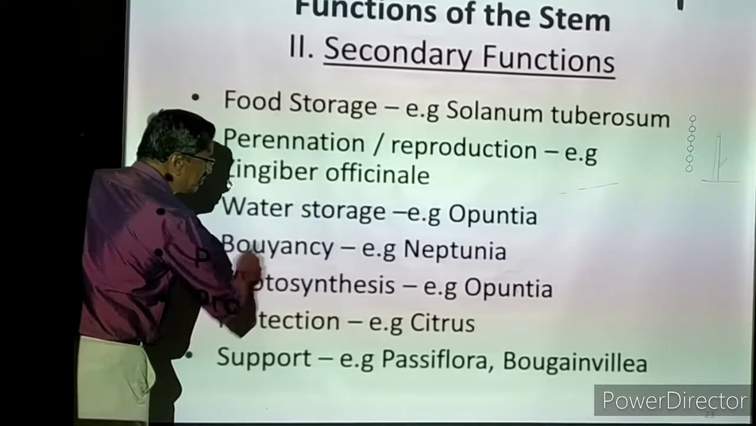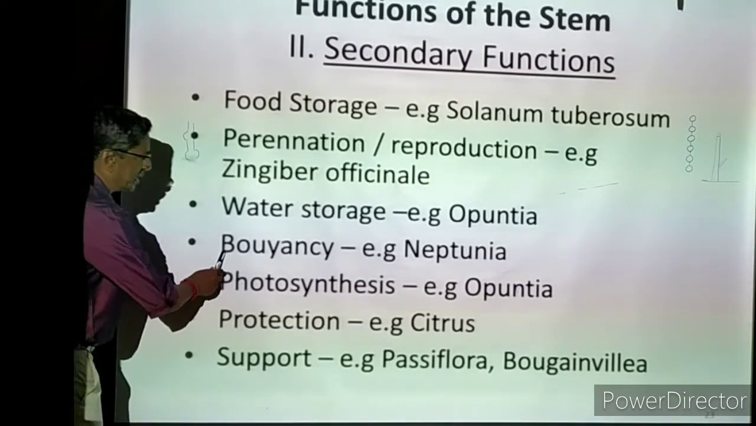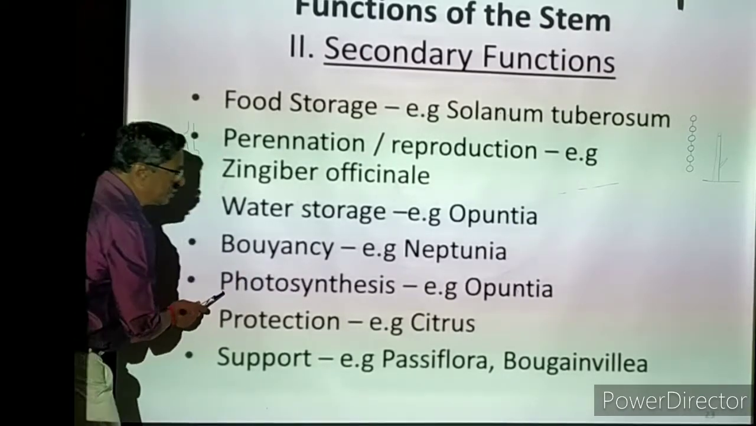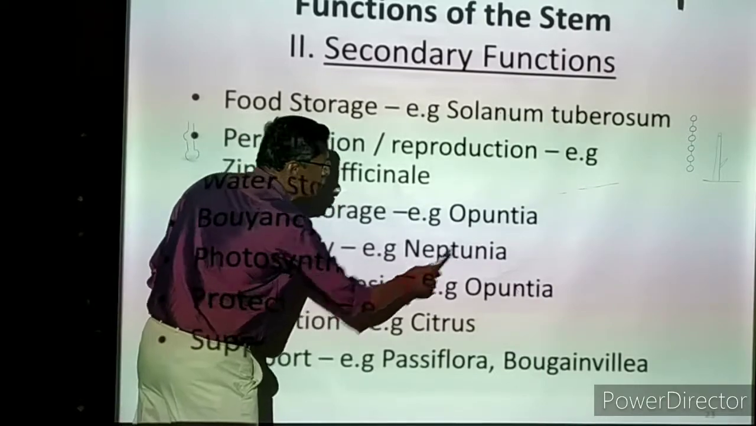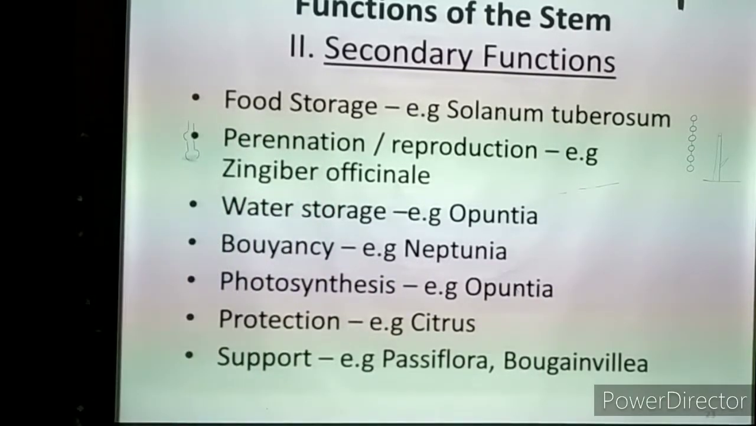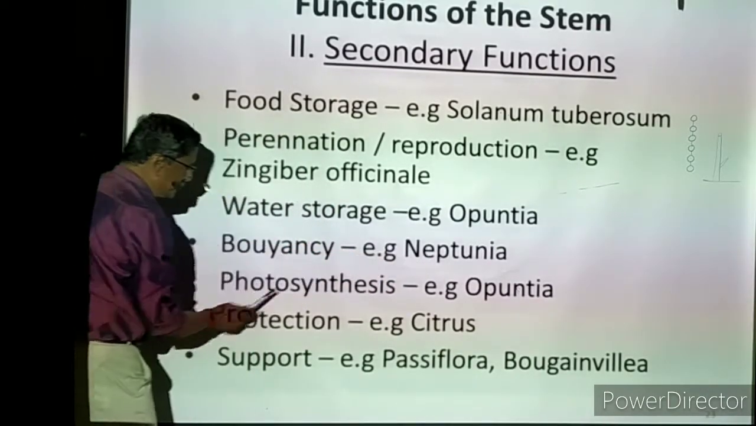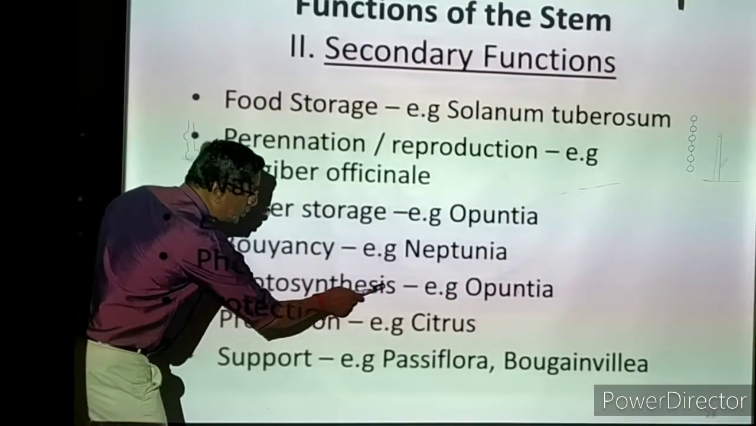So the stem can float in water very well. That is called buoyancy. For example, Neptunia. The example is Neptunia. It is an aquatic plant, a water plant, which is floating on the surface of water.